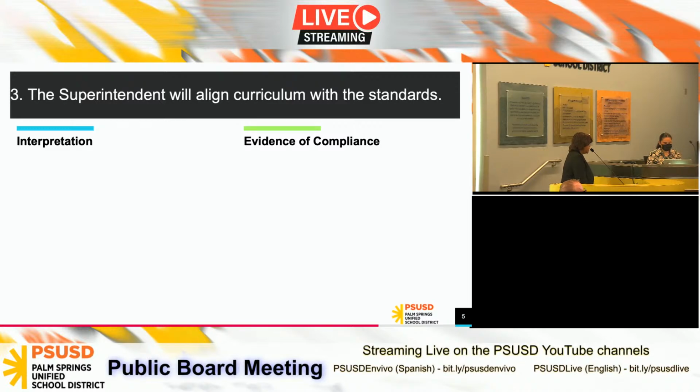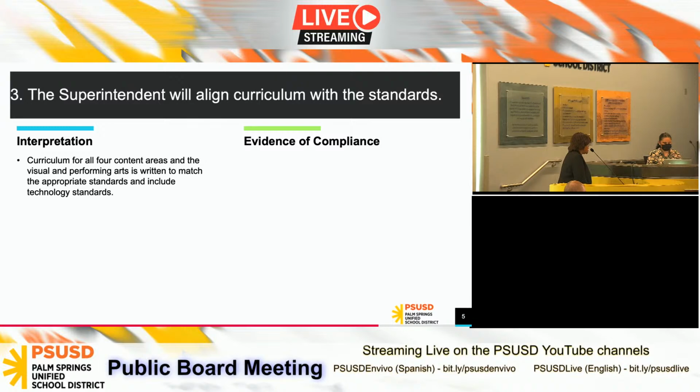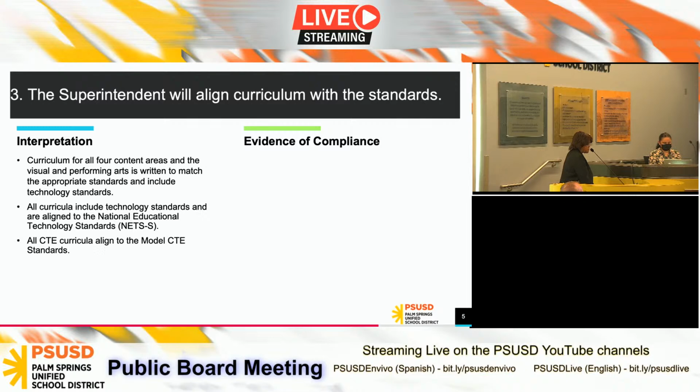Number 3 is the superintendent will align curriculum with the standards. Our interpretation of this is that curriculum for all 4 content areas and the visual and performing arts is written to match the appropriate standards and include technology standards. All curricula include technology standards and are aligned to the National Educational Technology Standards. All CTE curricula align to the Model CTE standards. And all teachers have and use the most current standards-aligned textbooks and materials.